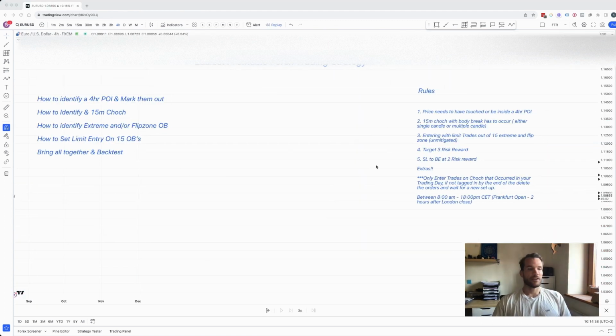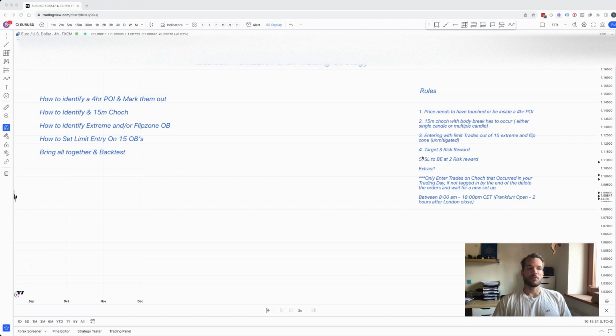Okay, so it's a very basic strategy. Here are the rules. The price needs to have touched or be inside of a 4-hour point of interest. Like I said, I'm going to teach you how to identify these and the rules I have for them. A 15-minute CHOCH with a body break has to occur, either with a single or multiple candles. I'll show you that as well. You're going to enter with a limit trade off the 15-minute order block. Either the extreme order block or the flip zone order block has to be unmitigated, and I will show you that as well. Our target is 3 risk to reward. We move our stop loss to break even once our trade goes to 2 risk to reward.